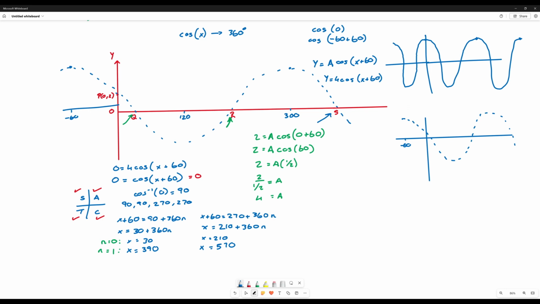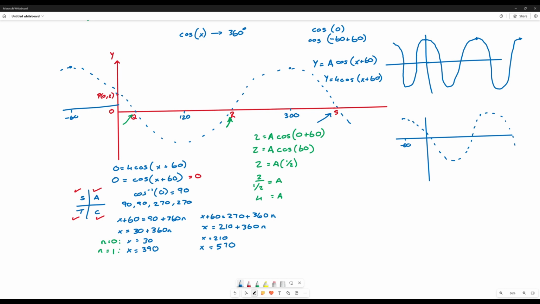Now, if they wanted the actual coordinates, you'd obviously have to write them as, Q would be the point 30 comma 0, because it's at 30 on the x-axis and a height of 0 on the y-axis. R would be 210, 0, S would be 390 and 0 for the same reasoning, because it's on the x-axis. So therefore it wouldn't have a y height, it wouldn't have a height to it.